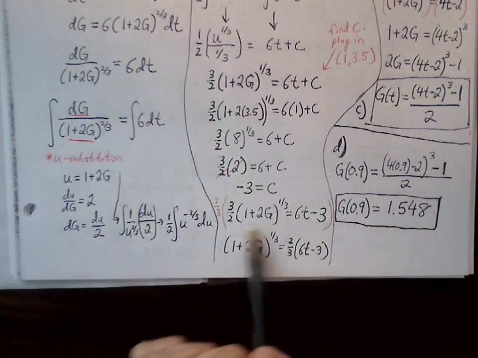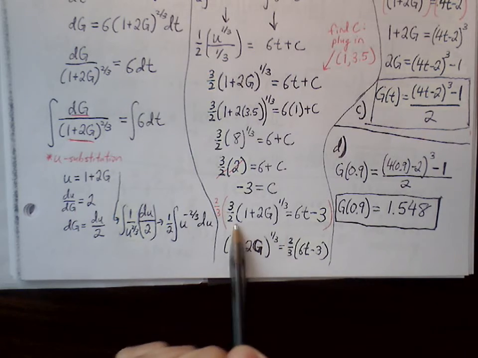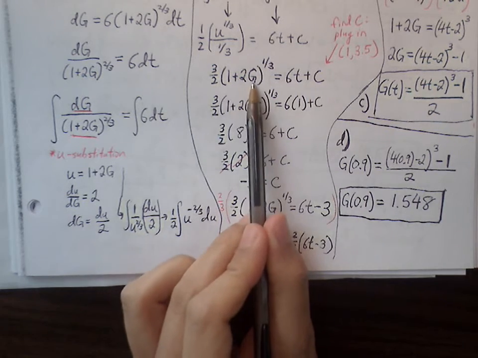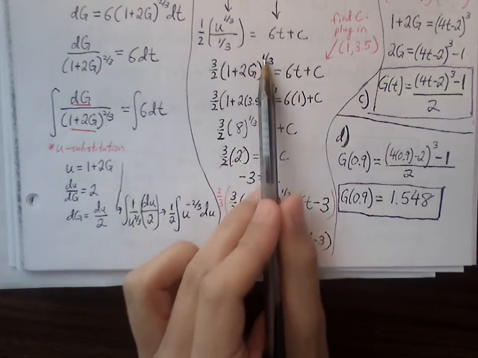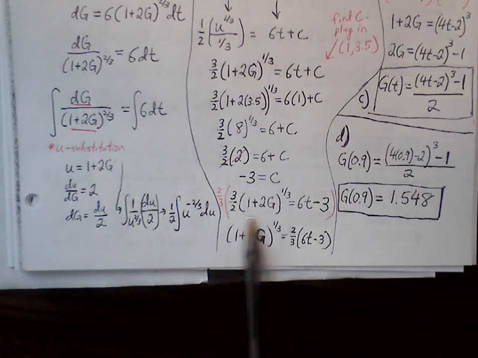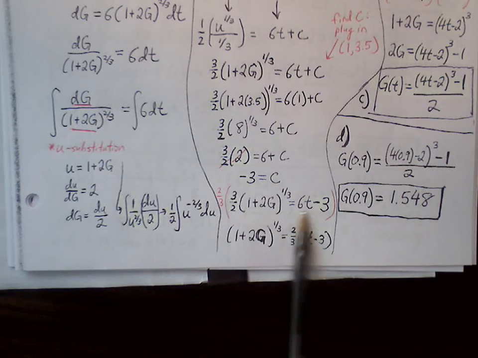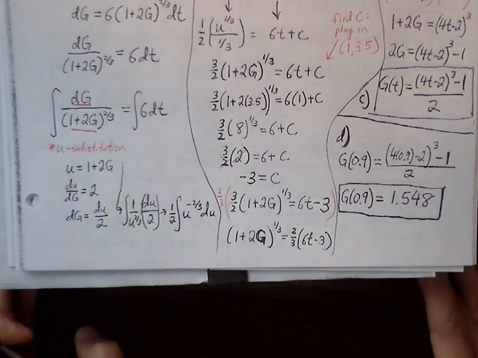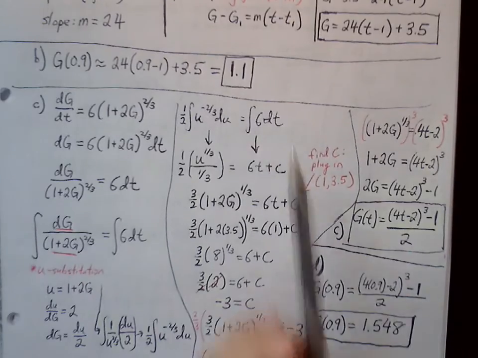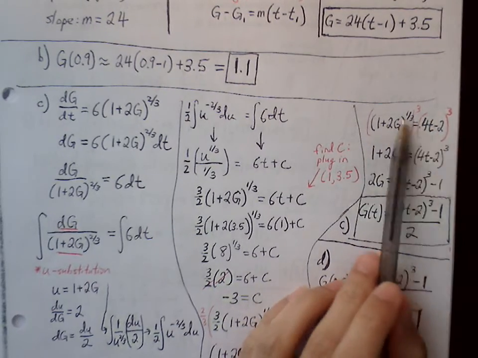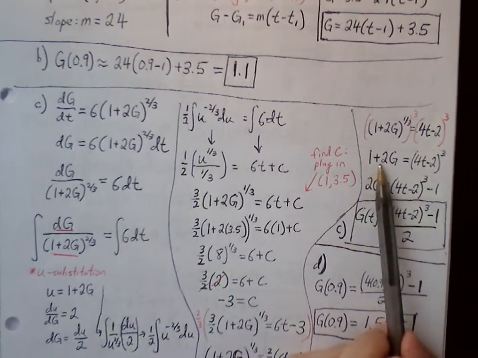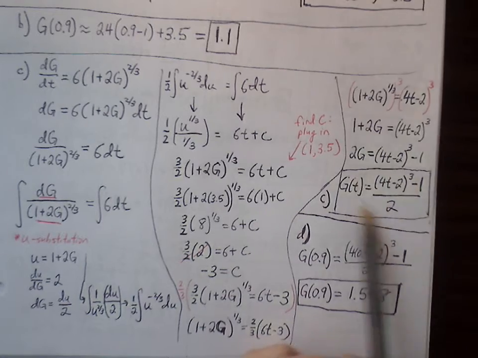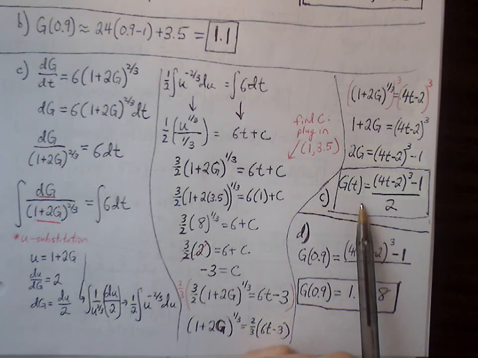Now it's just a bunch of algebraic steps trying to get that g by itself. So here, once I plug in negative 3 for c, I'm going to try to get g by itself. I have to move this 3/2 over, cube both sides, subtract, divide. So a lot of just algebraic steps. Here, multiply both sides by 2/3. That's going to clean up that left side. Once I'm down to parentheses to the 1/3, I can cube both sides. Once I cube both sides, this 1 plus 2g is free for me to move those terms. So subtract 1, divide by 2. Any form is fine. I'm going to leave it in this form, this g of t.